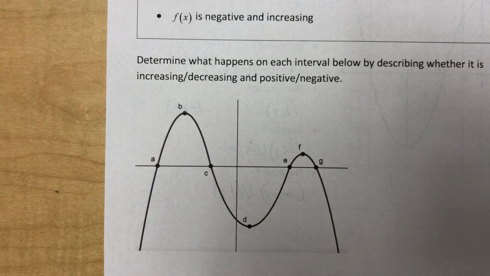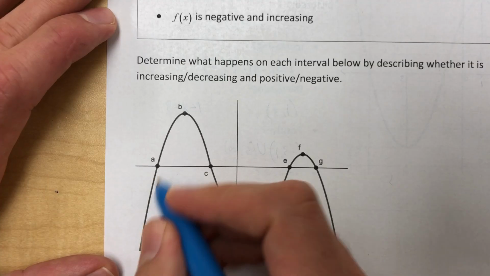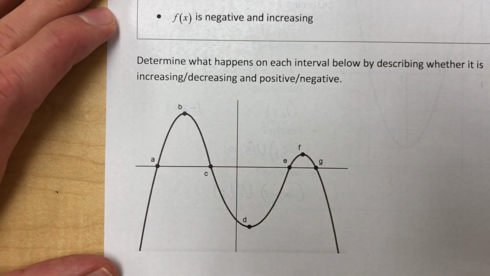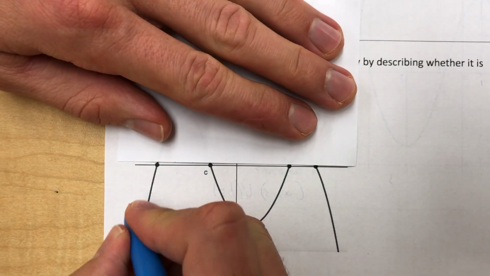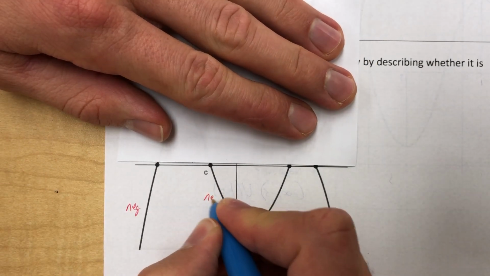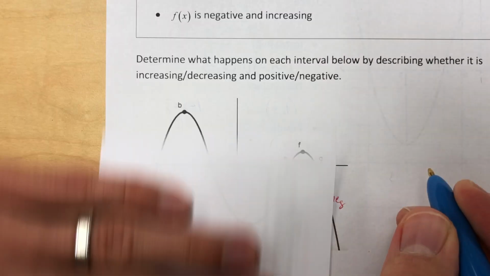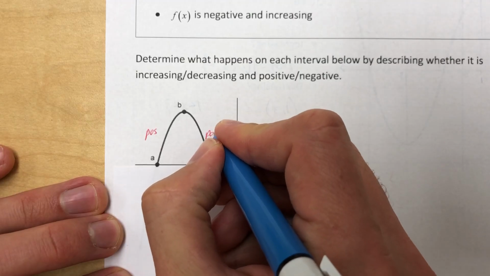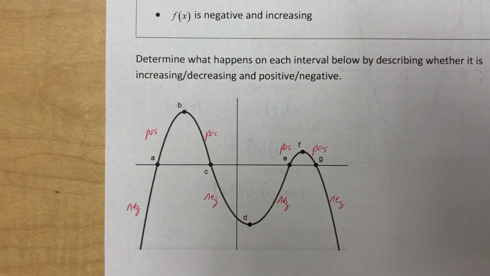So just very quickly, let's just talk positive, negative. So this piece, positive or negative? Now you might say, well, it's going up. Yep, great. But if I'm asking positive or negative, I'm asking about this. So negative, negative, negative, negative. Positive, positive, positive, and, well, you guessed it, positive.